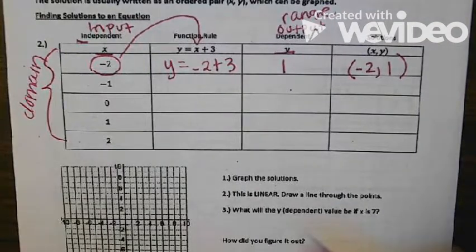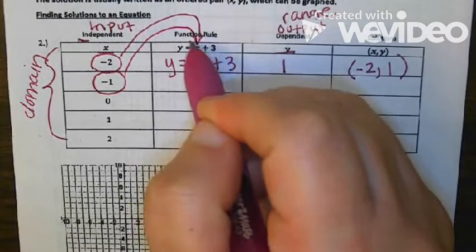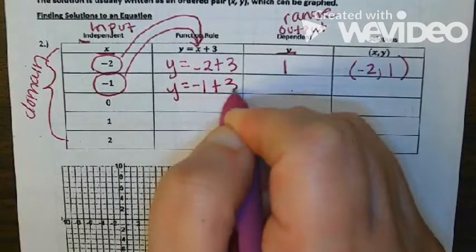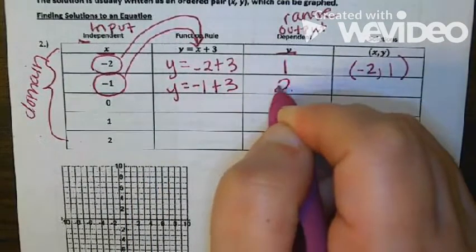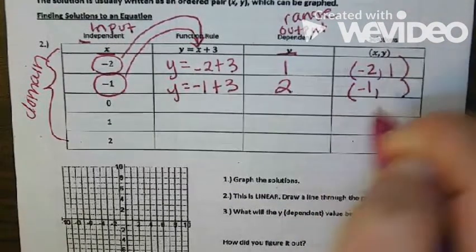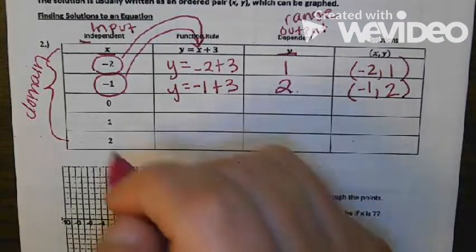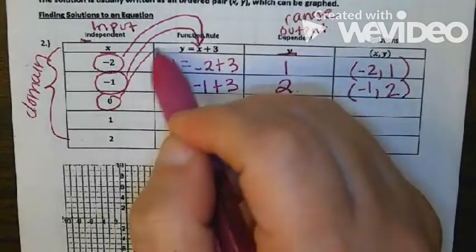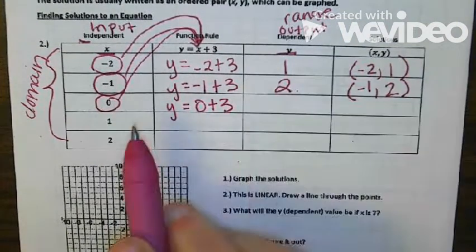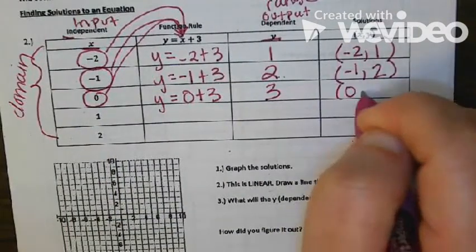And I continue to do this. I take my -1 now and plug it in for where the X is. -1 plus 3. My signs are different, so I subtract. And I write my final answer as an ordered pair. X was -1, 2 is my Y. I plug in my 0 now, my next X value. Y equals 0 plus 3. I get 3. When X is 0, Y is 3.